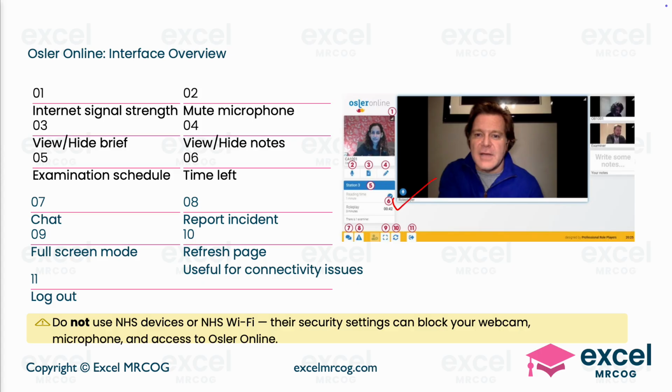Number 6 indicates the time left in the task. Number 7 is the chat box. In case of any problem, you could message in the chat box. Number 8 is to report incident. You could click on this whenever there is a technical error.